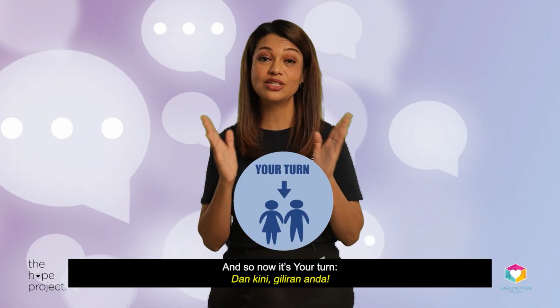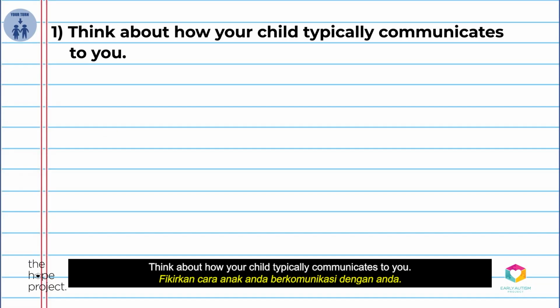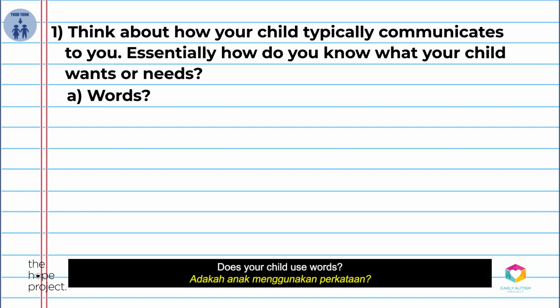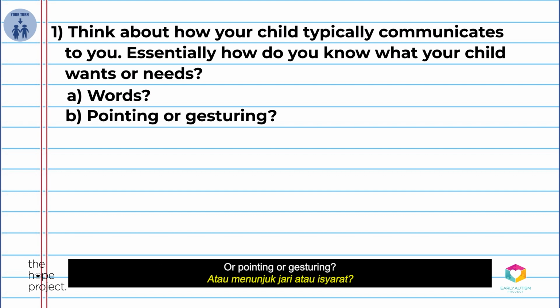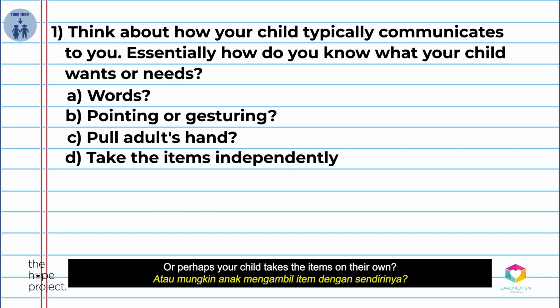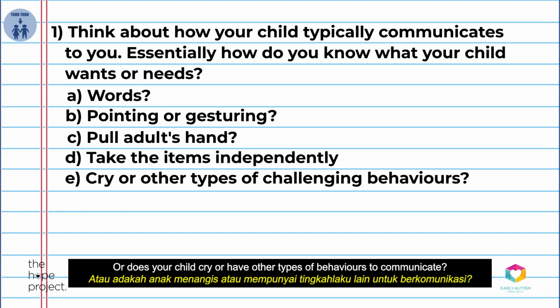And so now it's your turn. Think about how your child currently typically communicates to you. Essentially, how do you know what your child wants or needs? Does your child use words, or pointing or gesturing? Or does your child pull your hand to get what they want? Or perhaps your child takes the items on their own? Or does your child cry or have other types of behaviors to communicate?